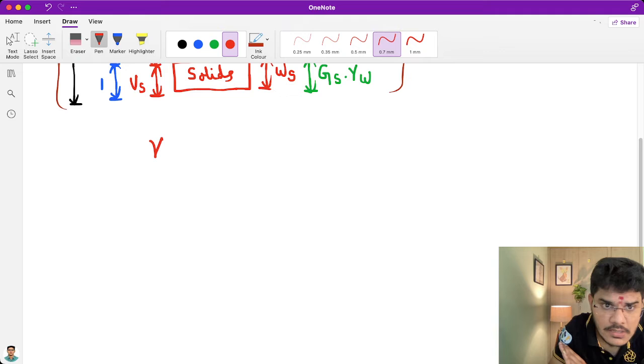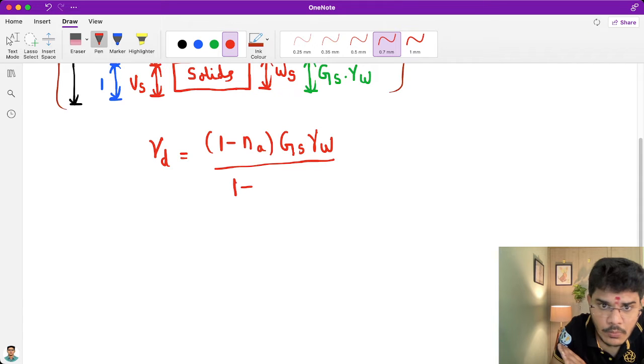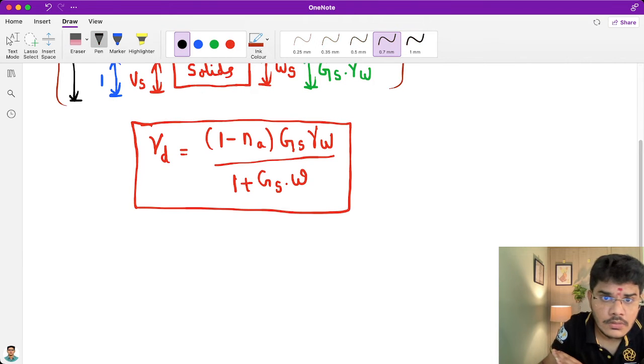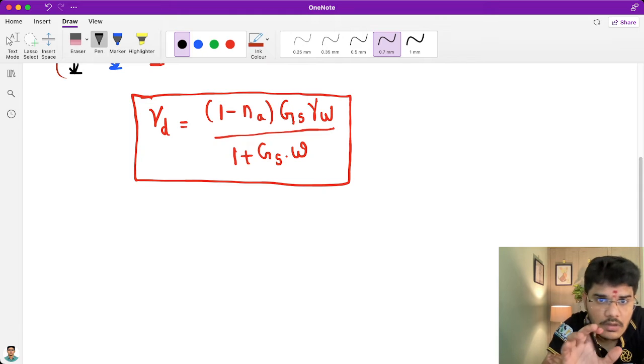So gamma d is equal to (1 minus n_a) Gs gamma w by (1 plus Gs w). So gamma d is equal to 1 minus n suffix a, small n suffix a. This is nothing but percentage air voids. This is a bit lengthy process, but listen carefully.